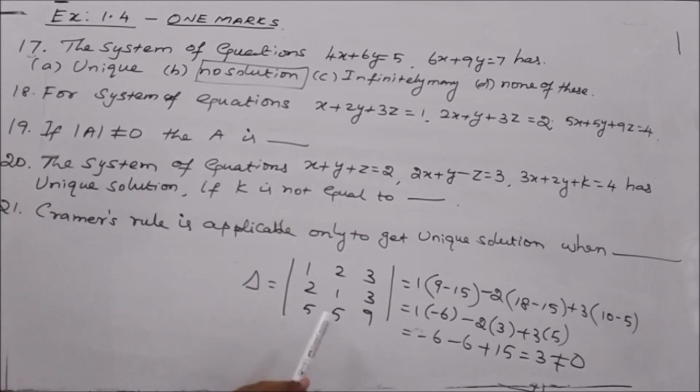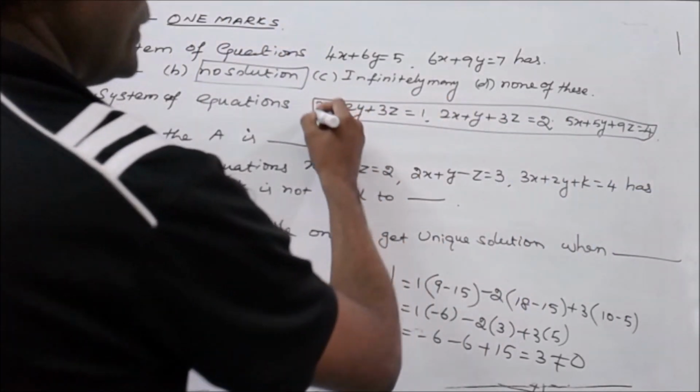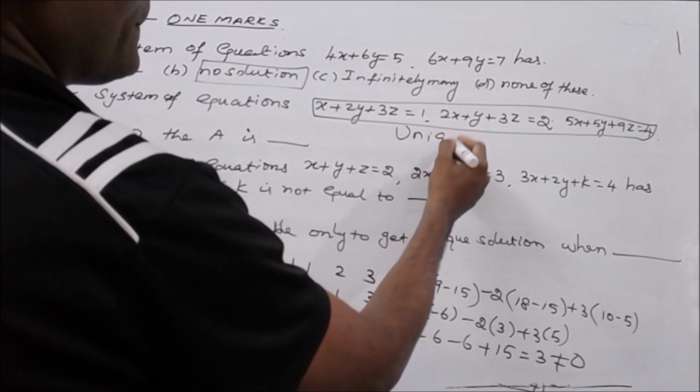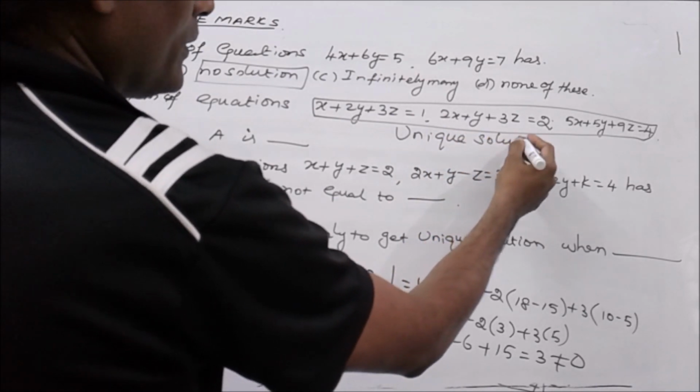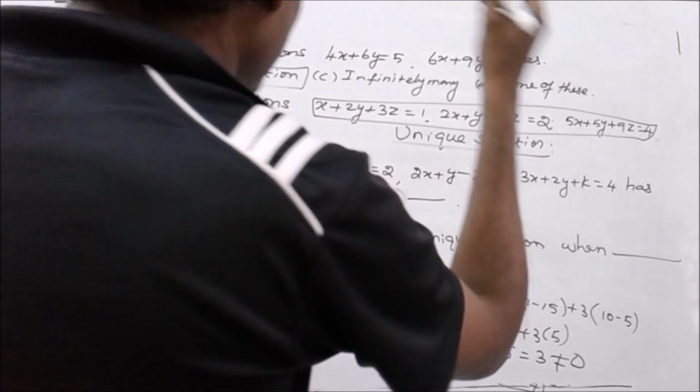So we can apply Cramer's rule here. The determinant is non-zero, so the given system of equations follows a unique solution. In the options, the first option is correct: there is only one solution, a unique solution.